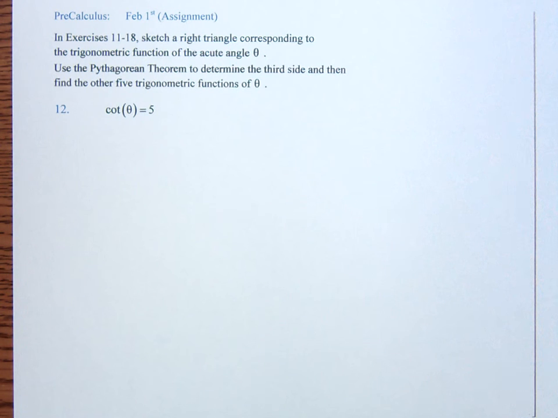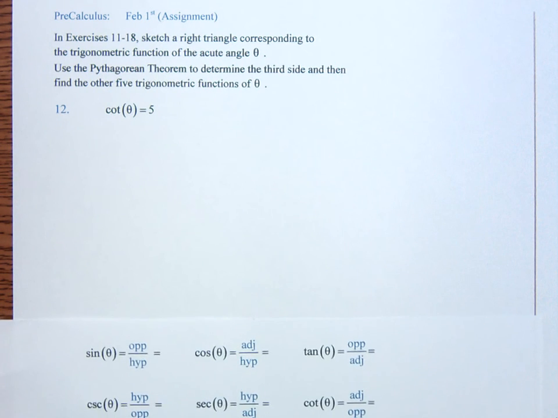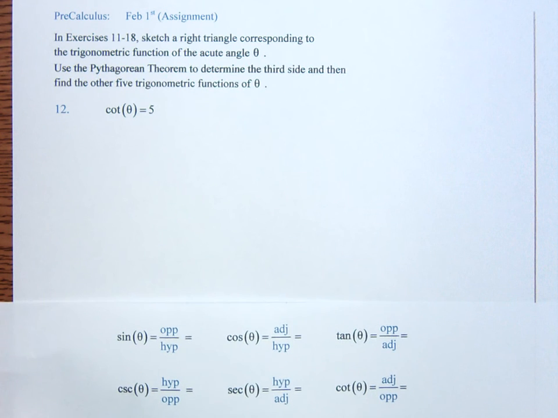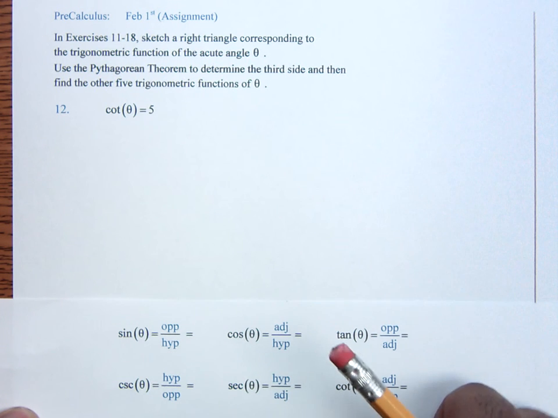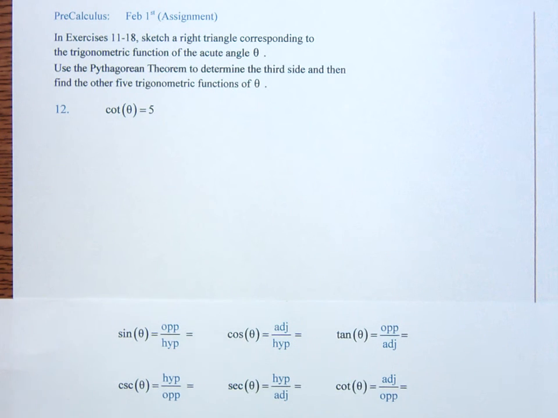So let me put all 6 trigonometric functions here. You need to memorize these. And they've already given us one of them, and that's the cotangent. They've written it as 5, but it's really 5 over 1. So let me write that here. Remember that the cotangent is the adjacent over the opposite. So instead of writing 5, I'm going to put 5 over 1. That means that our adjacent side is 5, and our opposite side will be 1.